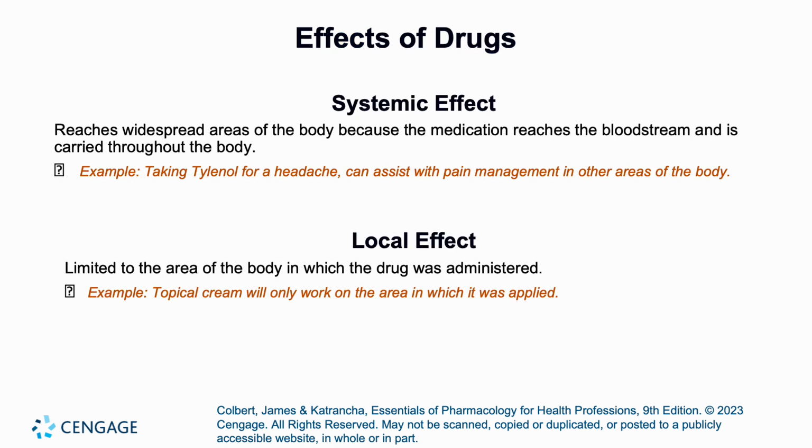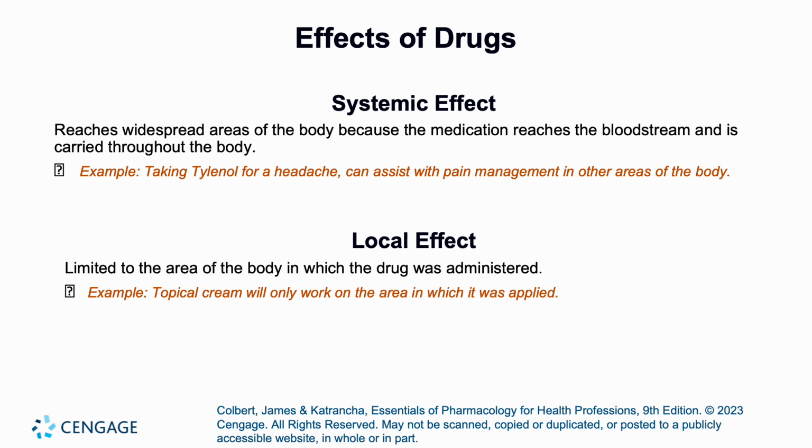So when we're talking about effects of drugs, I want you to think of systemic versus local effect. Systemic, think body system, solar system, right? So this larger entire system is being affected. So in a systemic effect, it reaches widespread areas of the body because the medication reaches the bloodstream and is then carried throughout the body. So for example, if you take Tylenol for a headache, even though your purpose was taking it for a headache, if you have knee pain, the Tylenol might help with that as well because it's going throughout your entire body system.